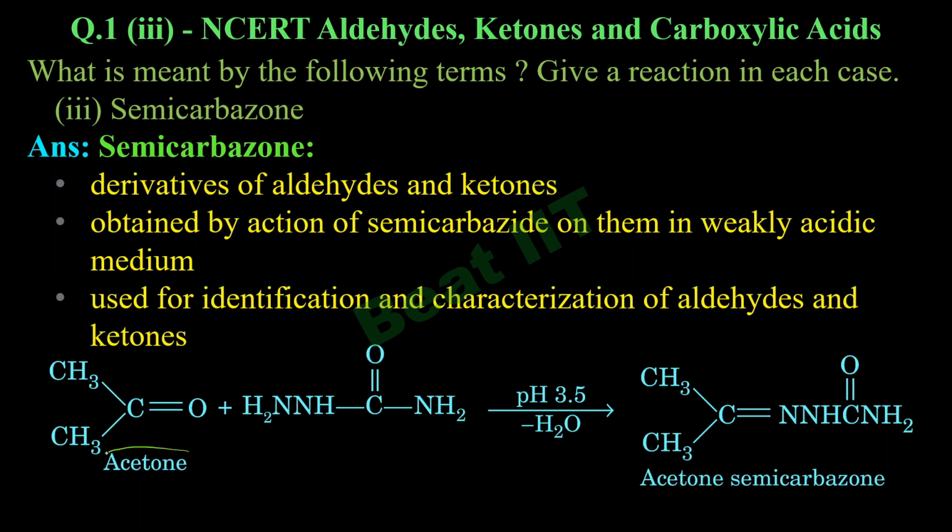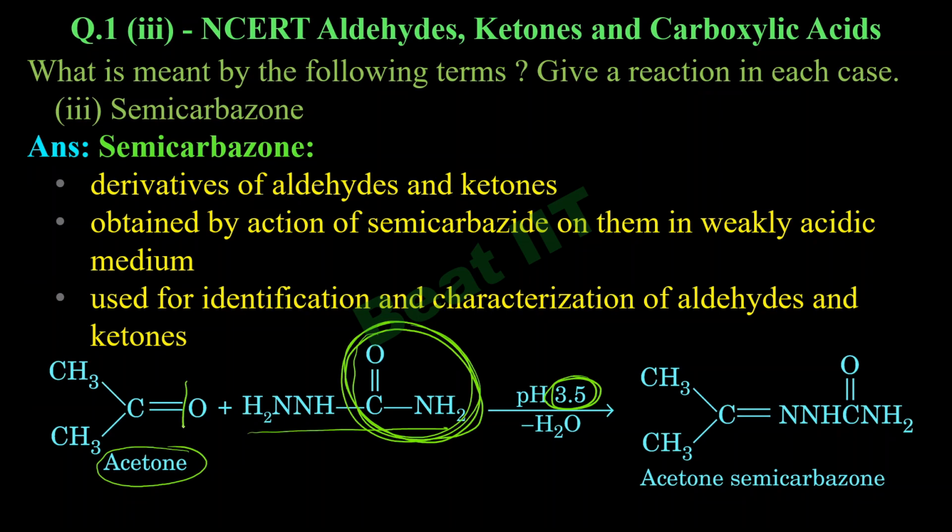Here you have acetone, which is a ketone. You get it reacted with semicarbazide. Okay, so this is semicarbazide. It has an amide group here, then we say it is semicarbazide. In acidic medium, pH is 3.5. Again, dehydration takes place. Rest of the bonds are interconnected. So what happens here? This H2O goes away. Dehydration. The rest of the bonds are connected, and we get semicarbazone.